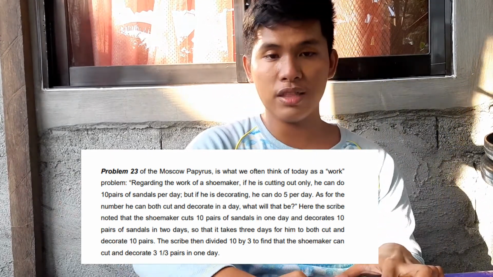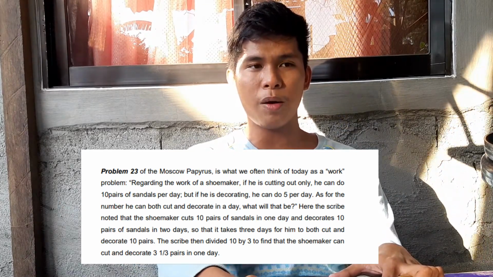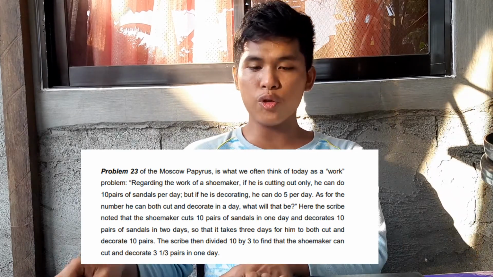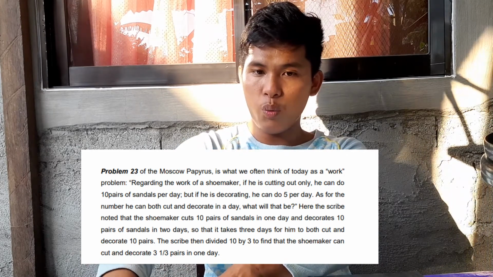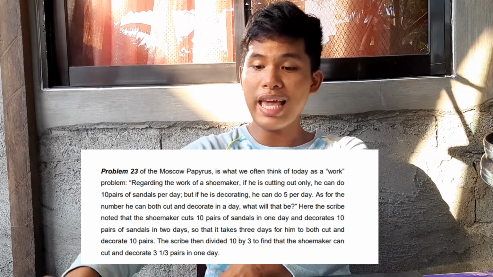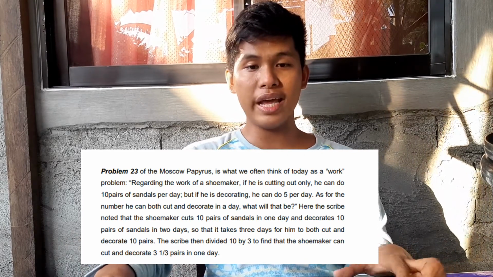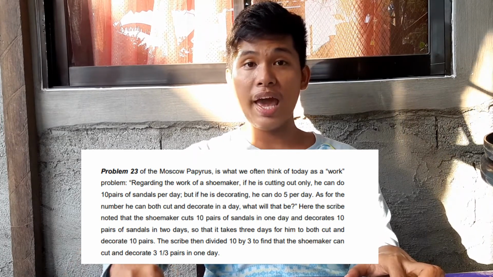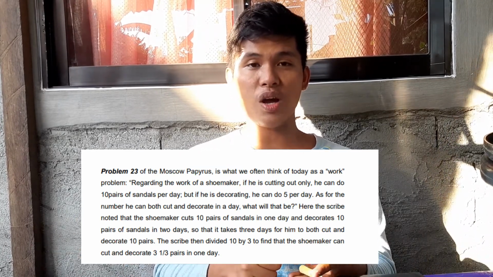So 10 divided by 3: 10 cannot be divided evenly by 3, and it can't be reduced to lowest terms, but it can be formed into a mixed fraction. So the answer would be 3 and 1/3. So this is the answer to the question, 3 and 1/3 per day. So the shoemaker can cut and decorate 3 and 1/3 per day. So next, let's proceed to our geometry.